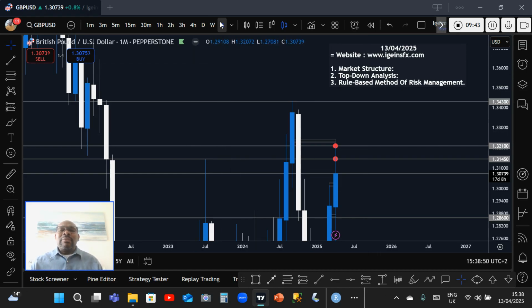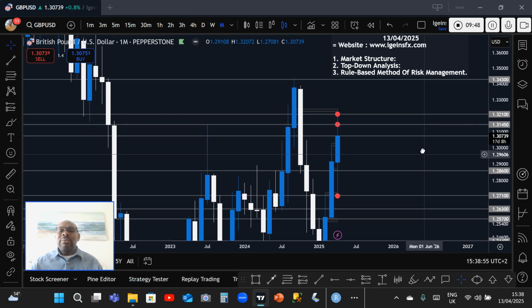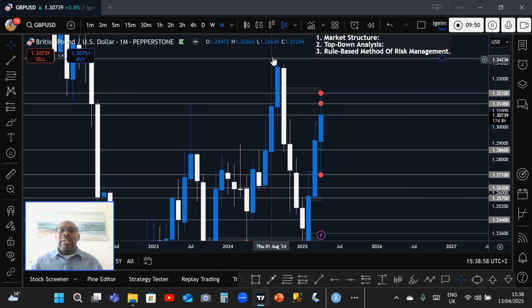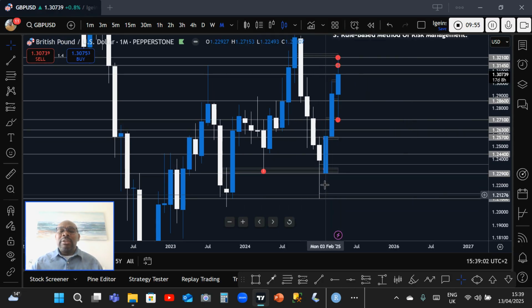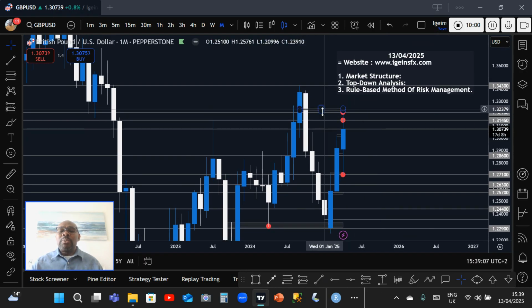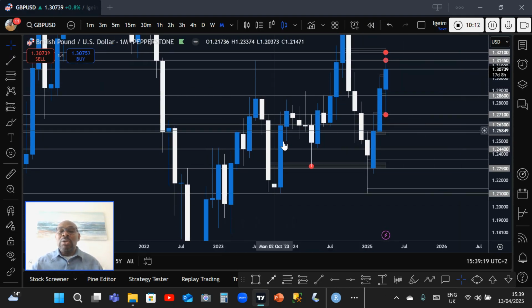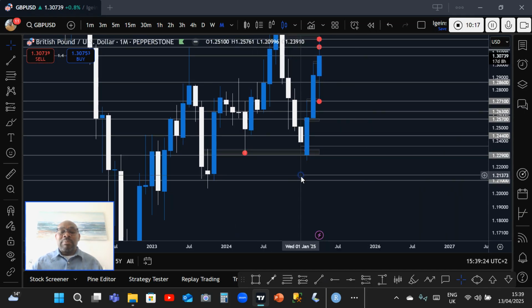So without wasting time, this is the monthly time frame. As we can see, we created a high, price pulled down, we got a rejection here, then we started going up again until price got to this point, 1.3210. Then it started retracing from here. So with this movement, we know that we've been bullish.